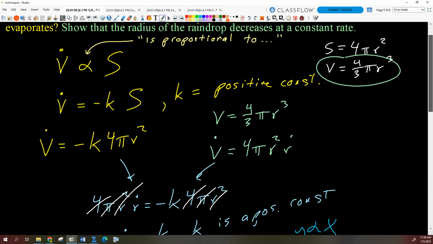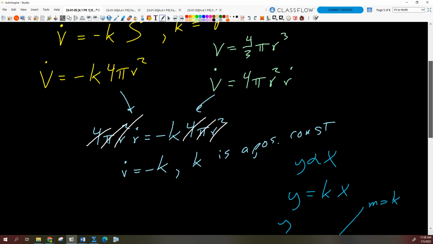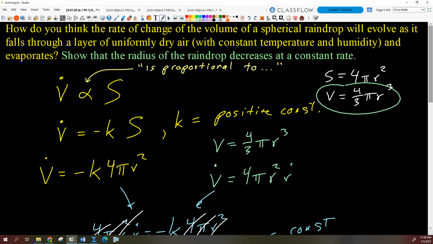Okay, what are we trying to prove? Radius of the raindrop decreases at a constant rate. We did it, right? If r dot equals negative k, if r dot is a negative constant, that's what we just said. The rate of change of the radius is negative and constant, so the radius is decreasing at a constant rate. How about that? Okay, that's pretty cool, isn't it? We weren't given anything. We were just given a situation, and we applied a little calculus and physics, I guess. I mean, not really much physics, right? Okay, questions on that?